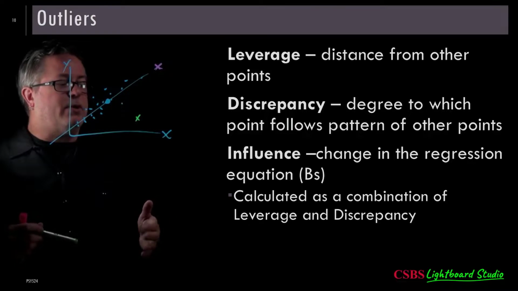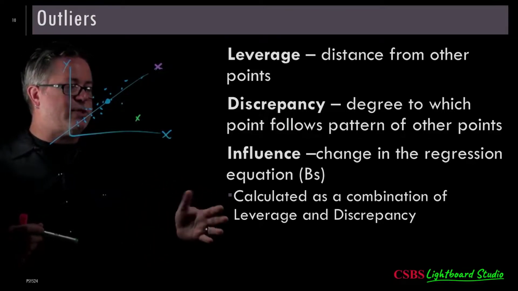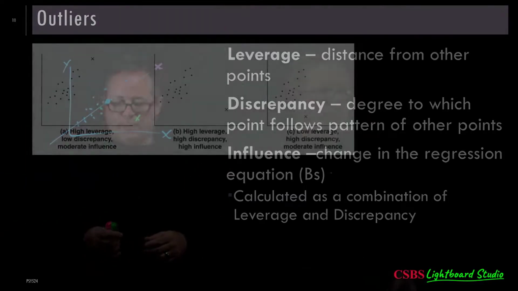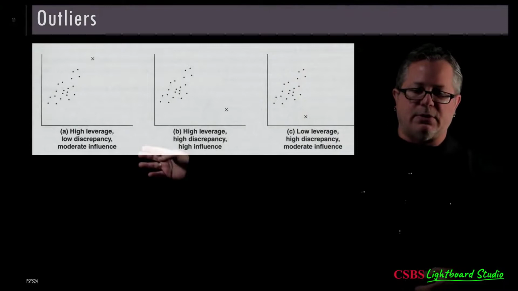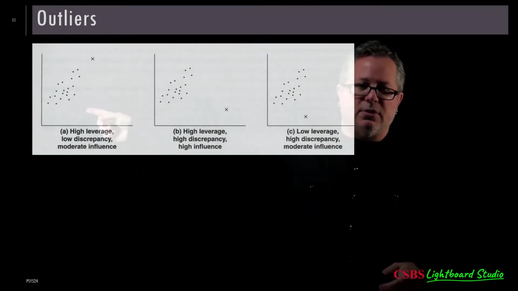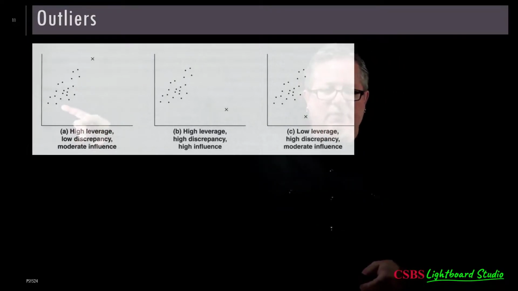We call the change in the slope the influence. It's calculated as a combination of leverage and discrepancy. Both of those things together create influence. And here are some examples of that. Here you have high leverage, low discrepancy. So it's far away, but still in the same pattern.